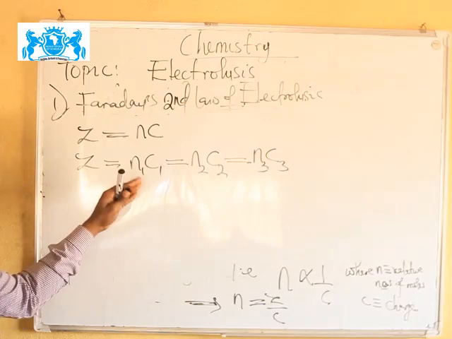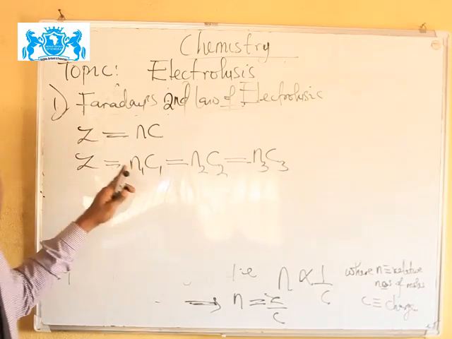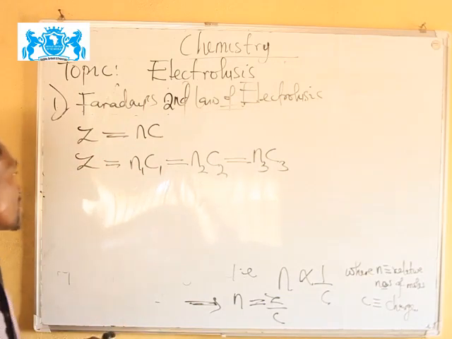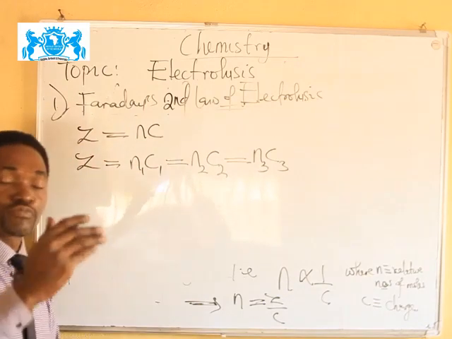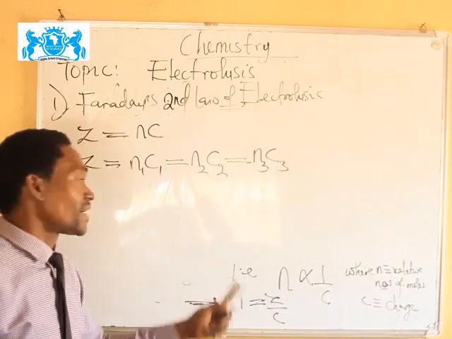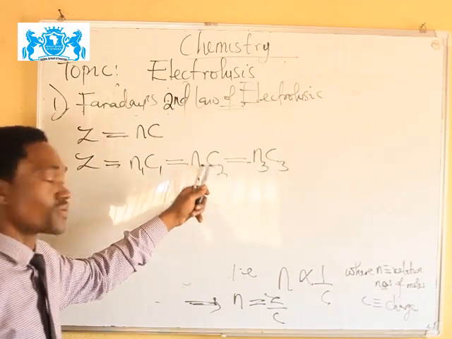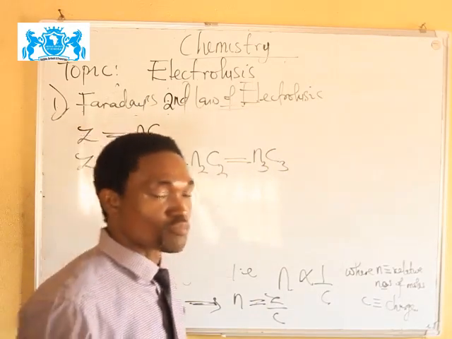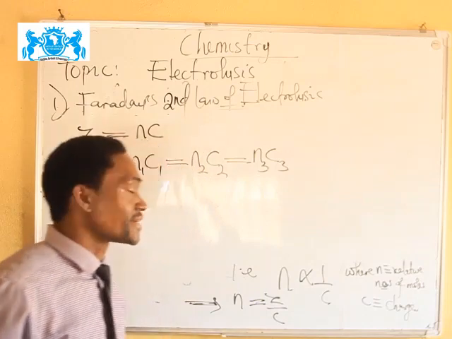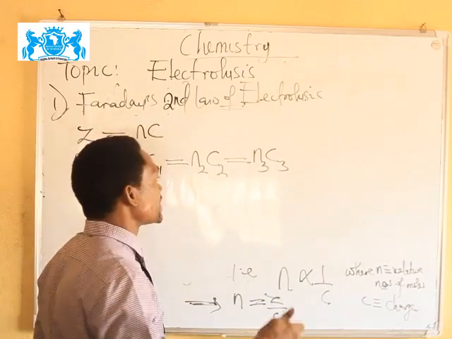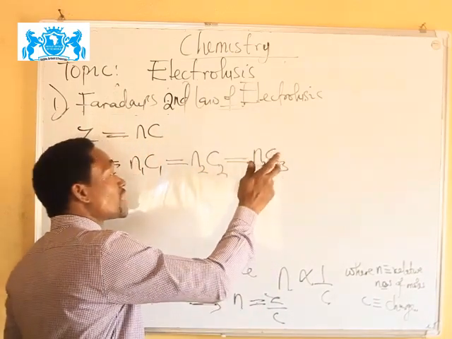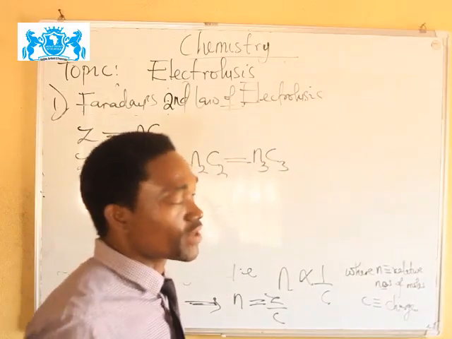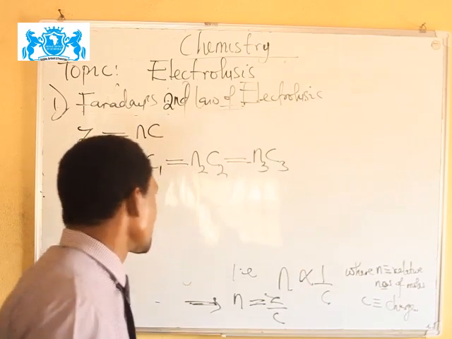Now, each of these represents the relative numbers of moles on the first electrolyte and the charge on the ions of the element in the first electrolyte, and n2 represents the relative numbers of moles of the elements in the second electrolyte and the charge on the ions of the second electrolyte. The same thing, n3 represents the relative numbers of moles of the element in the third electrolyte and the relative charge on each of the elements in that electrolyte. So we're talking about the charge on the ions.